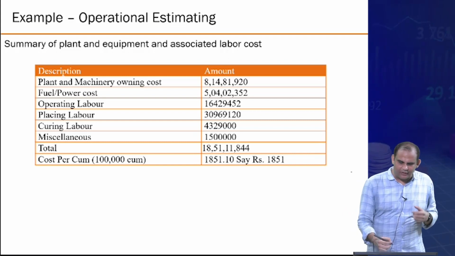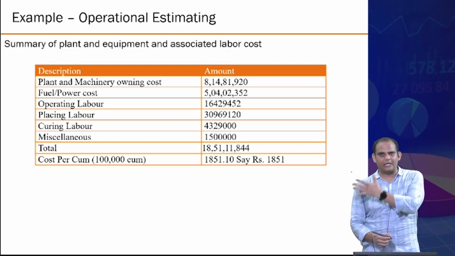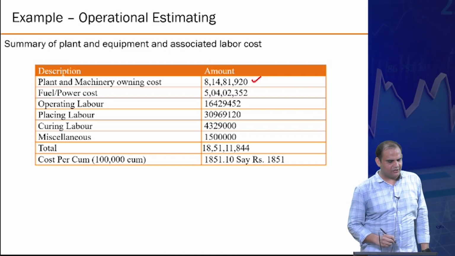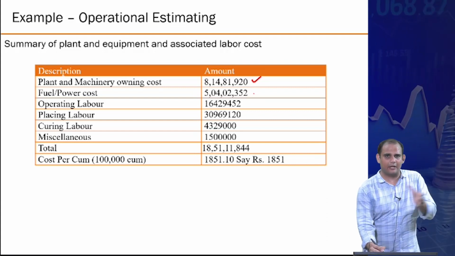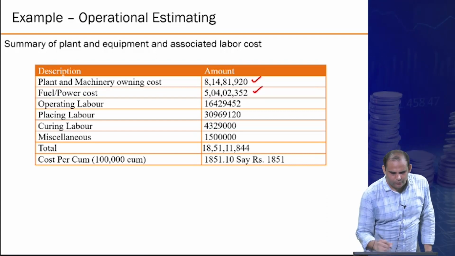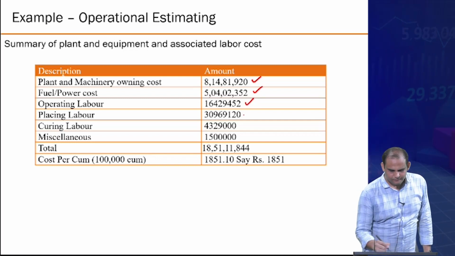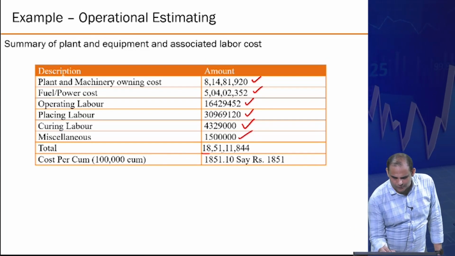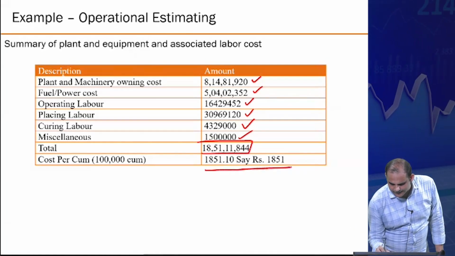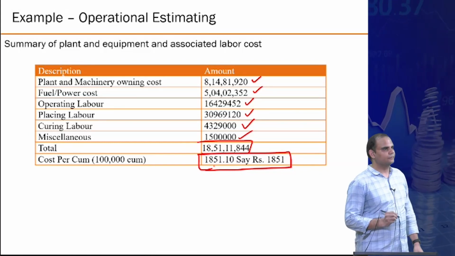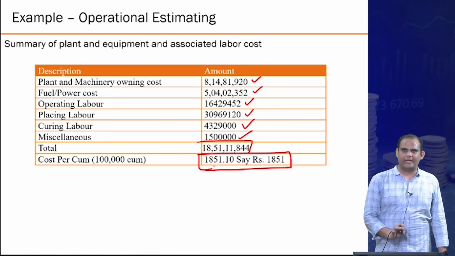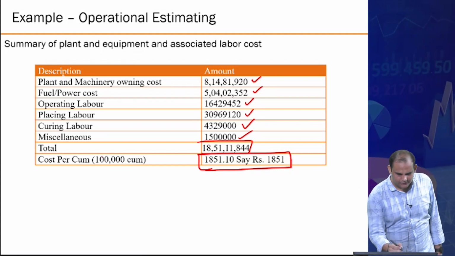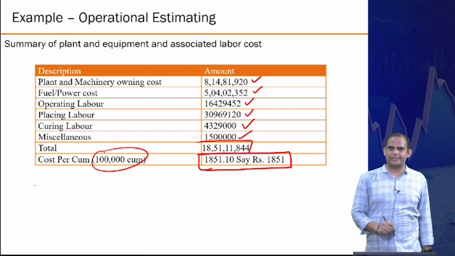So this is just the summary of plant and equipment and associated labor cost for concreting work. Your owning cost of plant and machinery was this. I'm just consolidating all the numbers from previous tables: fuel and power cost, operating labor, concrete placing labor, concrete curing labor, miscellaneous. The total per cubic meter is 1851 rupees per cubic meter for 1 lakh cubic meter of estimation.